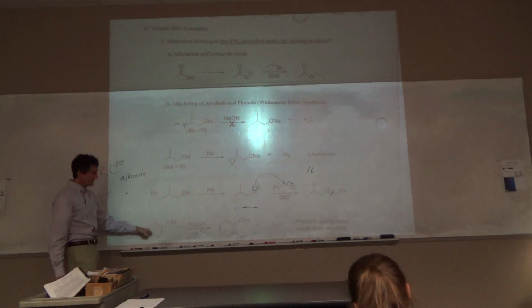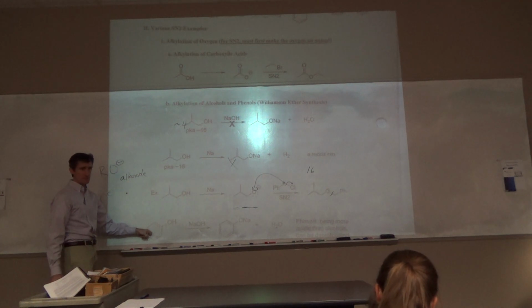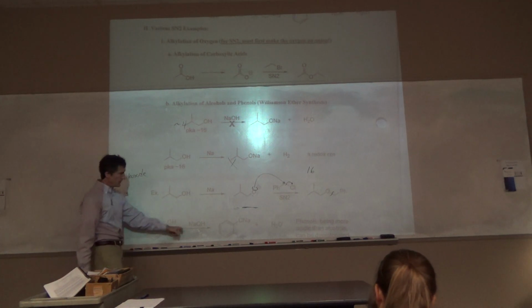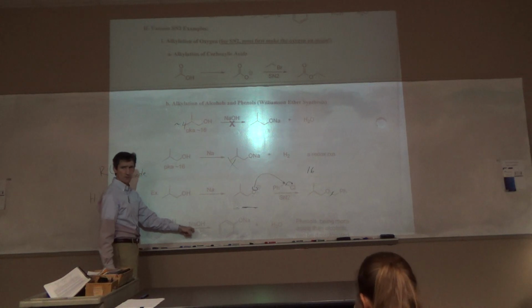Phenols. Now phenols are more acidic than regular alcohols. pKa of about 10. You can deprotonate them with sodium hydroxide.